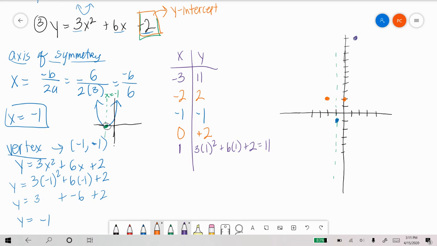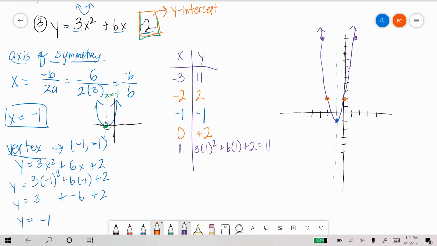This looks like it's a pretty fast growing parabola. And then negative 3, 11. And then I'll get my super, super narrow parabola. Okay? And that's how you graph it.